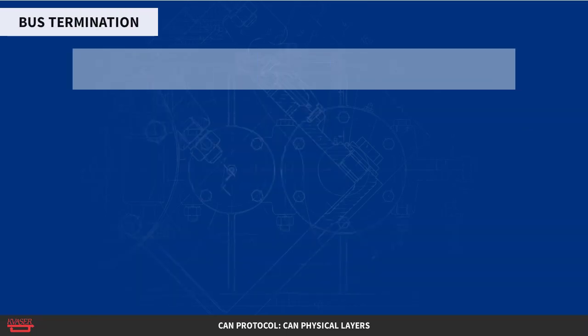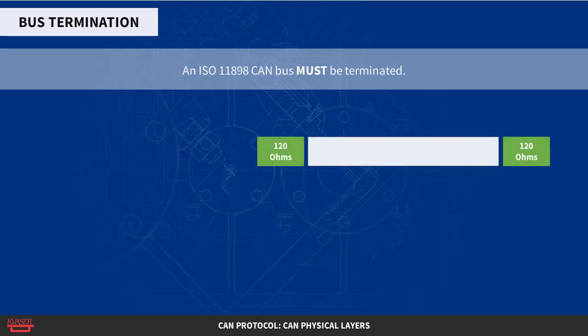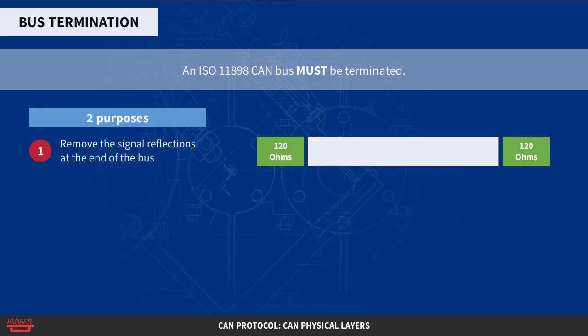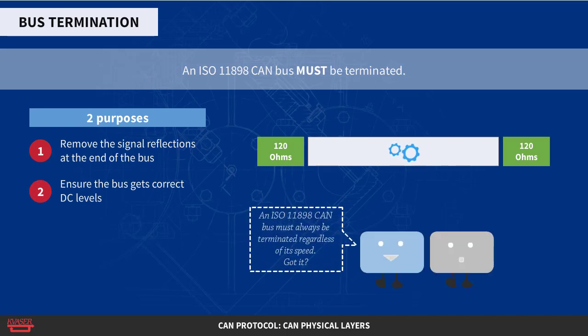Bus termination. An ISO 11898 CAN bus must be terminated. This is done using a resistor of 120 ohms on each end of the bus. The termination serves two purposes. 1. Remove the signal reflections at the end of the bus. 2. Ensure the bus gets correct DC levels. An ISO 11898 CAN bus must always be terminated regardless of its speed. I'll repeat this. An ISO 11898 CAN bus must always be terminated regardless of its speed.